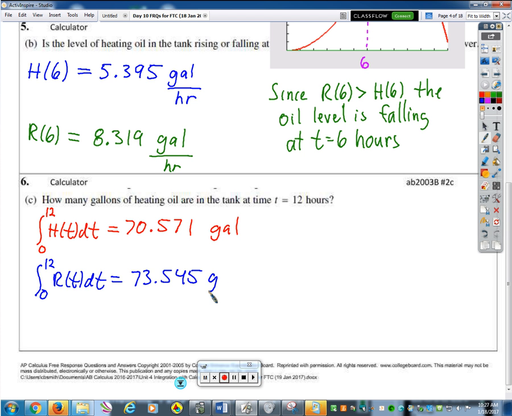73.545 gallons again. And then Ellie says, if you subtract, so this is how much flowed in, this is how much flowed out. So the difference is how much the oil level changed. One or two, if that makes sense. The difference between those two is simply how much the oil level changed during the 12-hour period.